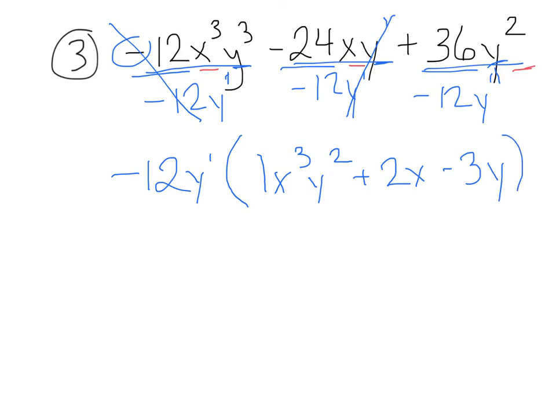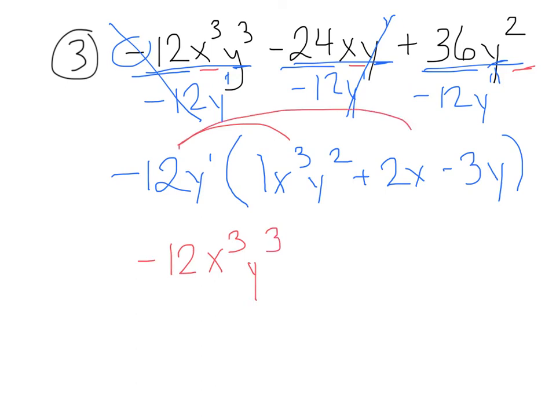And now I'm going to check my answer to make sure I factored right. So I'm going to distribute this again. So negative 12y times 1x to the third, y to the second. Negative 12 times 1 is negative 12. And then I'm going to have x to the third, and then y to the first times y to the second. Remember, when you multiply, you add those exponents. I'm going to have y to the third.